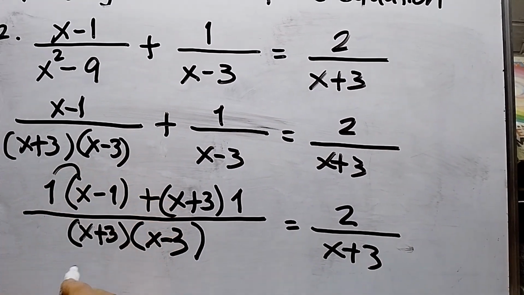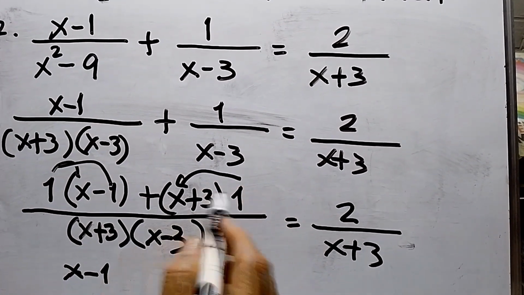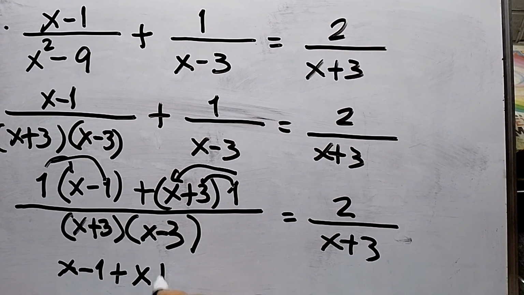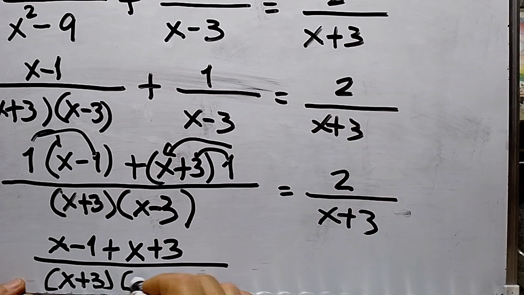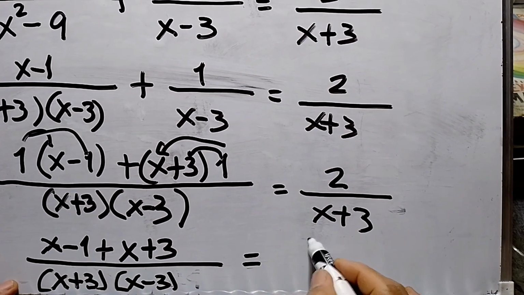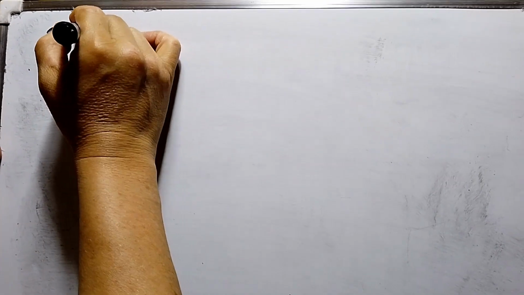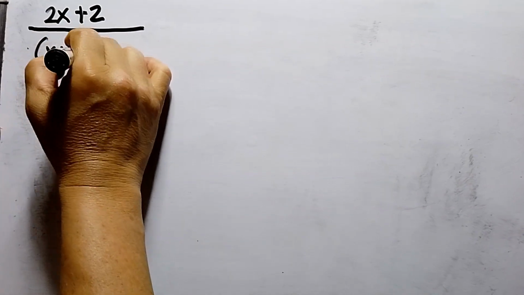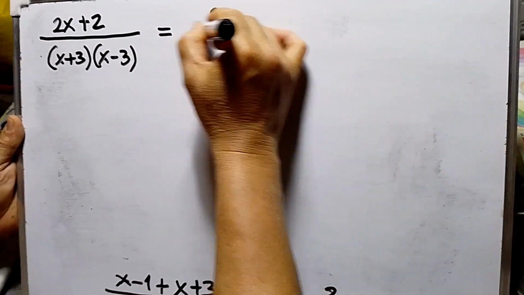So distribute. So this will be x minus 1. And then this one also, since plus, this will be x. Then this will be plus 3 over x plus 3. And then x minus 3 is equal to 2 over x plus 3. X and x, so this will be 2x. And then minus 1 plus 3 is plus 2. And then the denominator will be x plus 3 and then x minus 3 is equal to 2 over x plus 3.